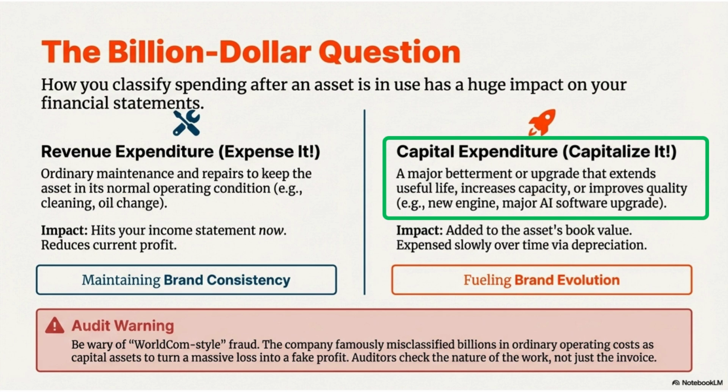It is. Let's use a modern example. If you replace a broken part with an identical new part, that's a repair. That's a revenue expenditure. It's expensed. But if you replace that broken part with a new high-efficiency AI chip that doubles the machine's output and cuts energy use, that's a capital expenditure. Yeah. You're making the asset fundamentally better. Correct. And that cost for the new chip gets added to the asset's book value on the balance sheet. It doesn't hit the income statement all at once. It gets expensed slowly through depreciation over the asset's remaining life.